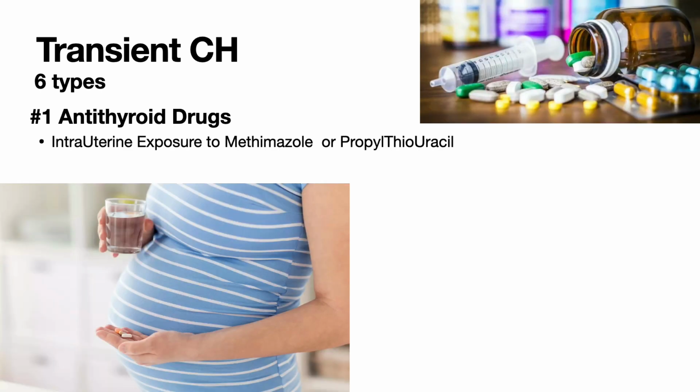Now coming to the second broad category of the causes of congenital hypothyroidism, that is the transient congenital hypothyroidism. It is of 6 types. The first is anti-thyroid drug. In this, there is a history of maternal intake of anti-thyroid drugs, because of which there is an intrauterine exposure to methimazole or propylthiouracil.